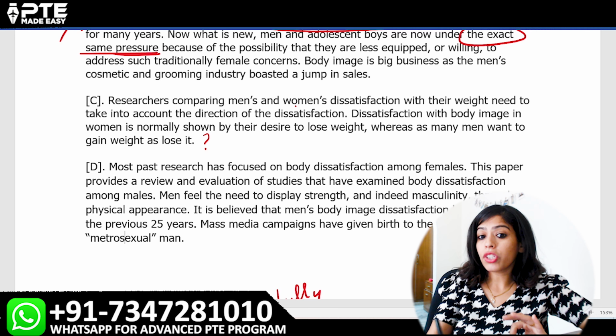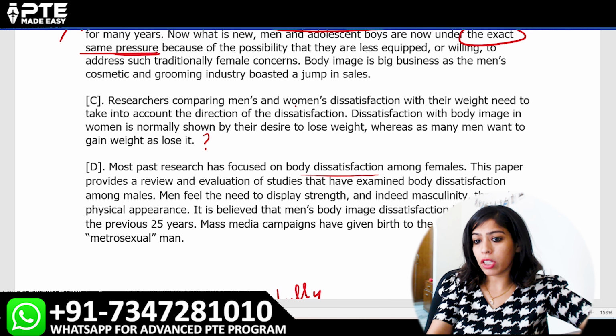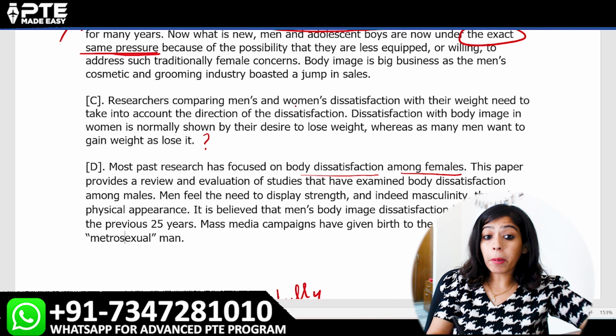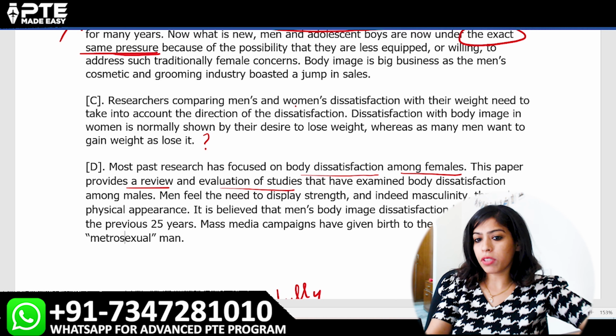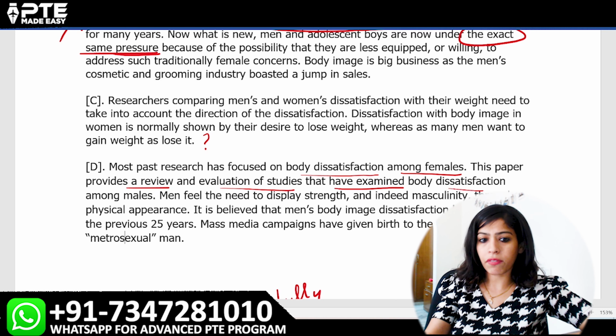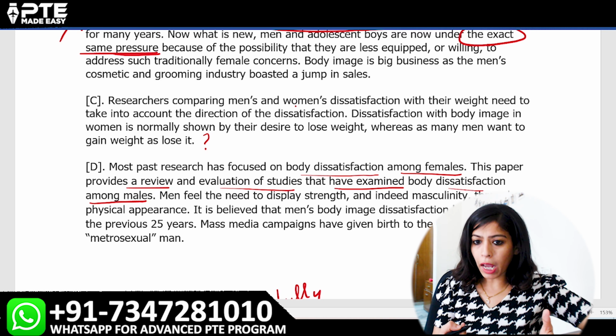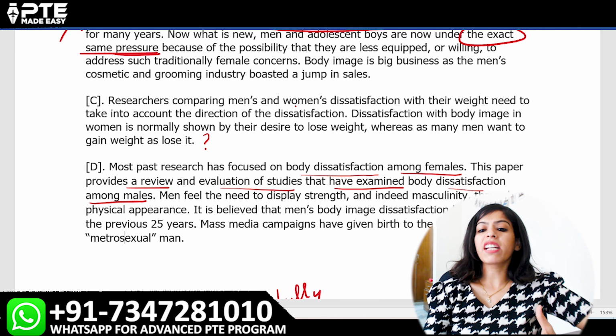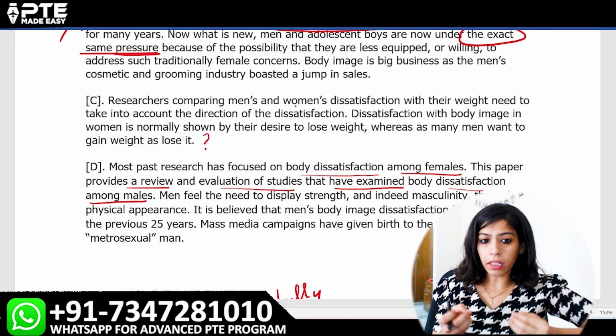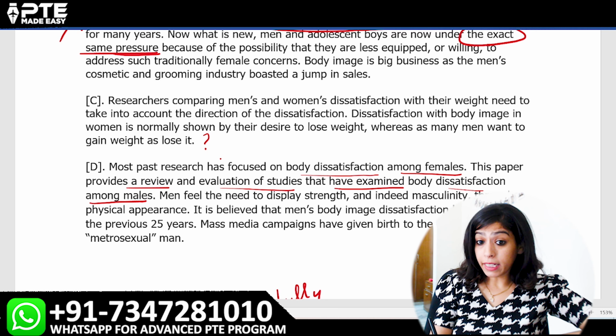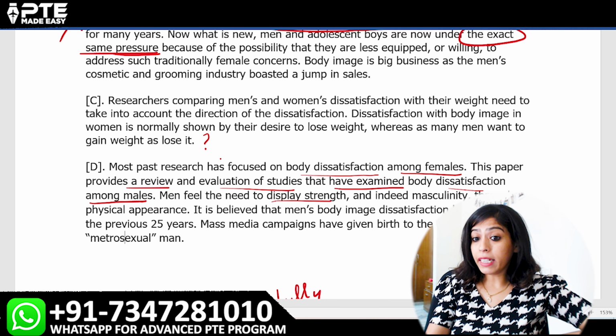Most past research has focused on body dissatisfaction among females, which is true. This paper provides a review and evaluation of studies that have examined body dissatisfaction among males. This is what happened. They were talking more about males. They have examined and evaluation of studies has been done on males. Men feel the need to display strength and indeed masculinity through physical appearance. It is believed that men's body image dissatisfaction has tripled in the previous 25 years.